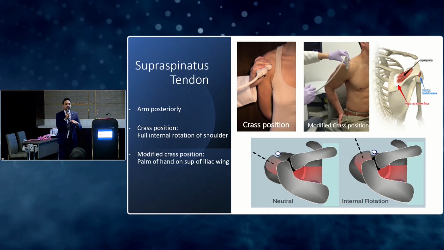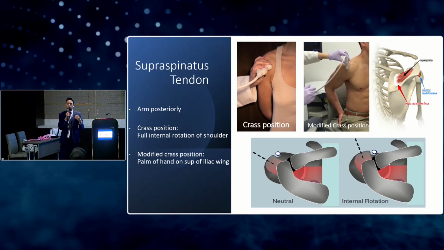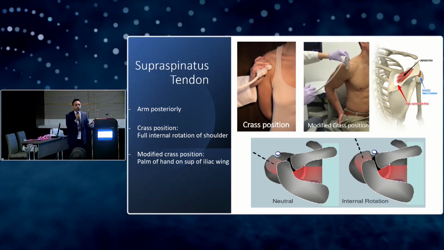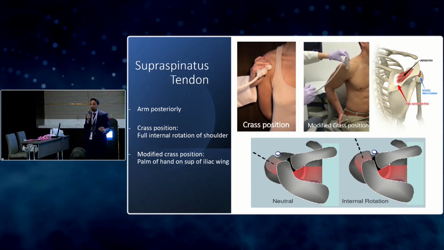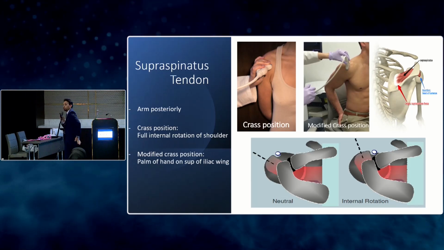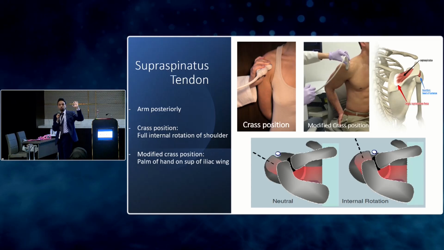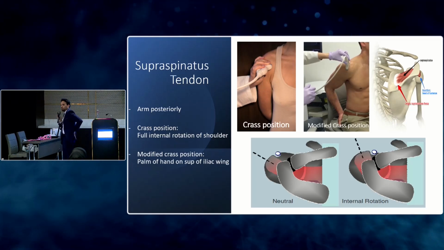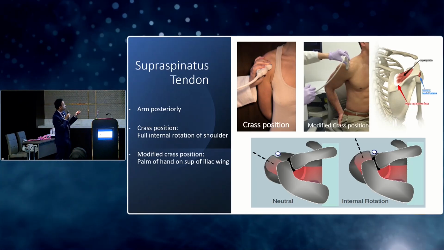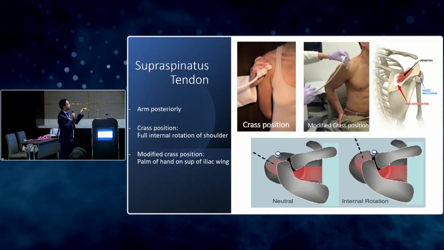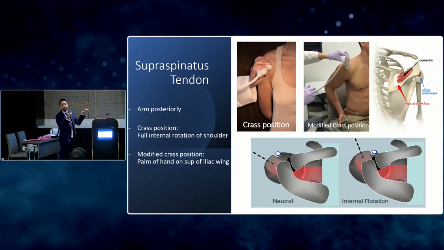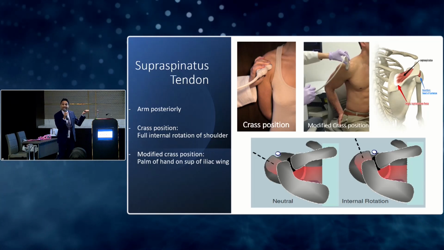So we've done all of these three structures, and then we go to the supraspinatus tendon. Supraspinatus tendon needs a dynamic maneuver. We need to move the patient to do a modified Crass position. So just ask the patient to put their palm backward. Why? Because this is the patient in neutral position, and we need to expose the supraspinatus tendon anteriorly.